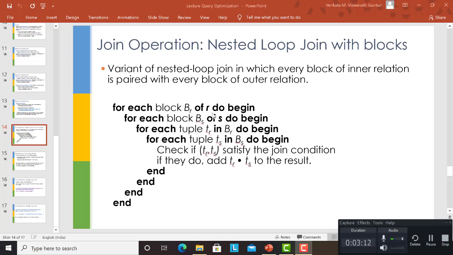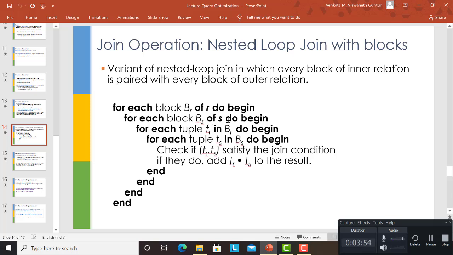Okay, so we have two relations R and S. Let's say R is your employee table and department is your S relation, right? So first what we do is that in the outermost loop, we are going to loop over all the blocks of the relation R. In other words, we are going to loop over all the blocks of relation employee, right? As you remember, disk block access is always one block at a time, right?